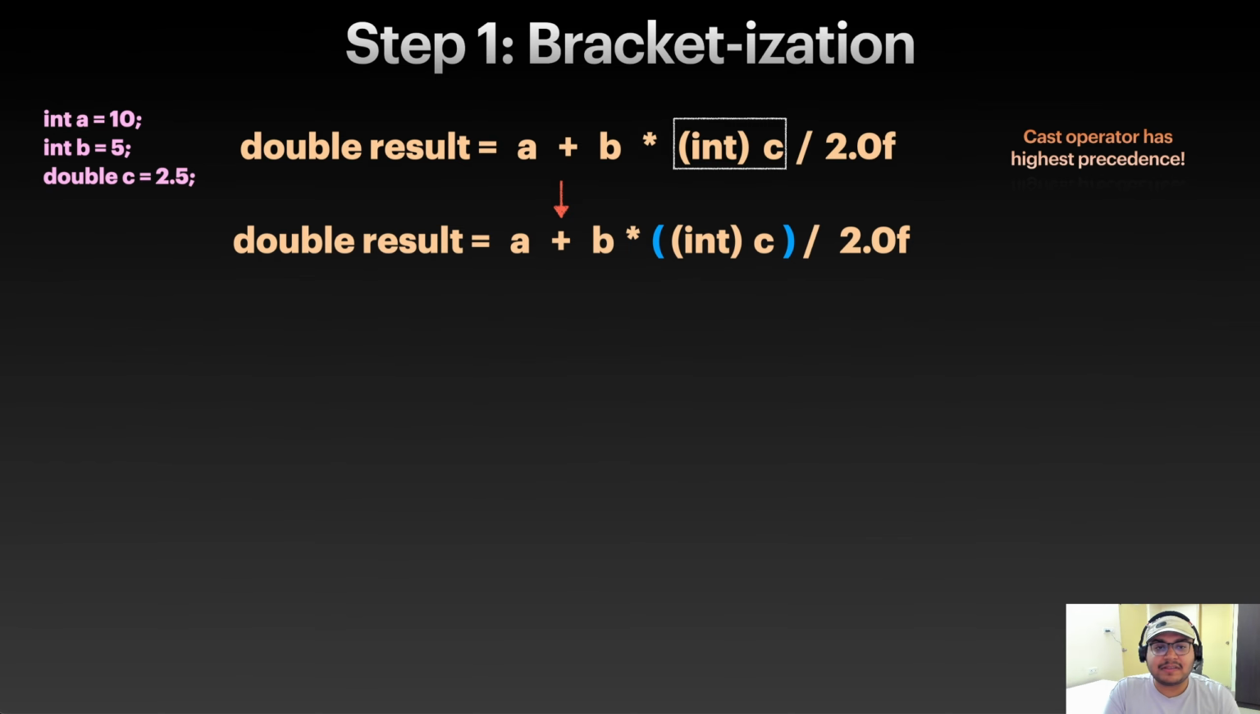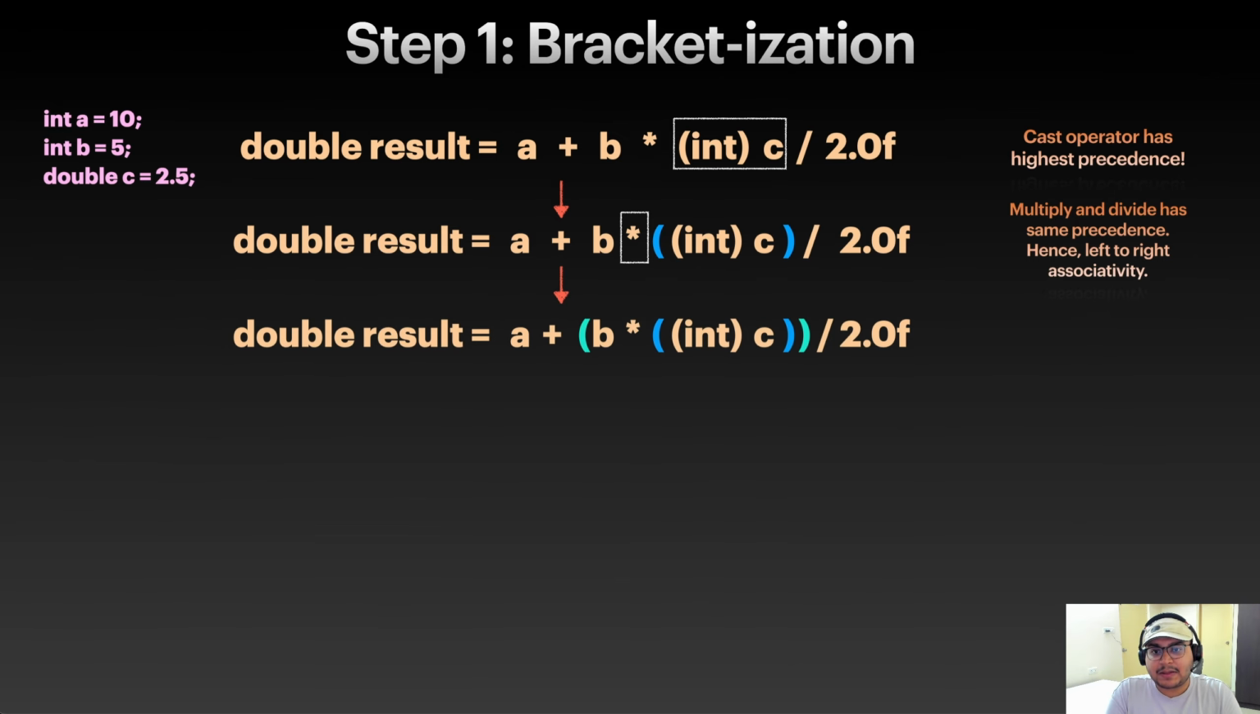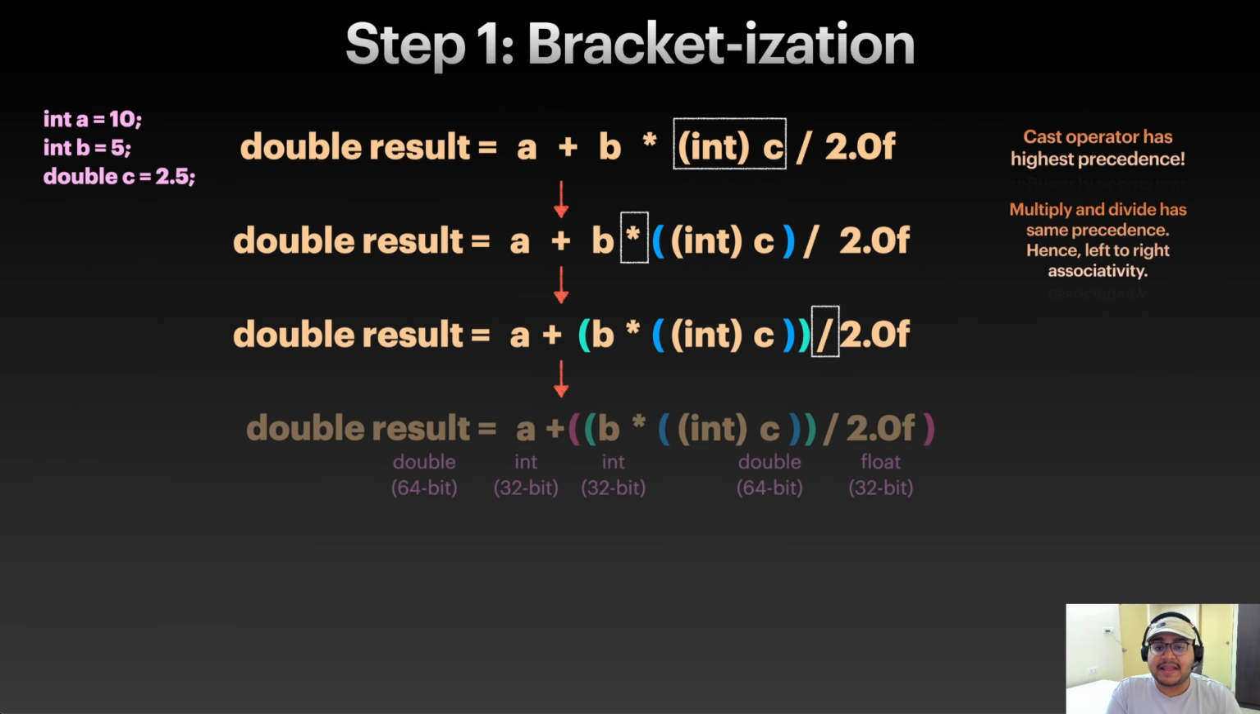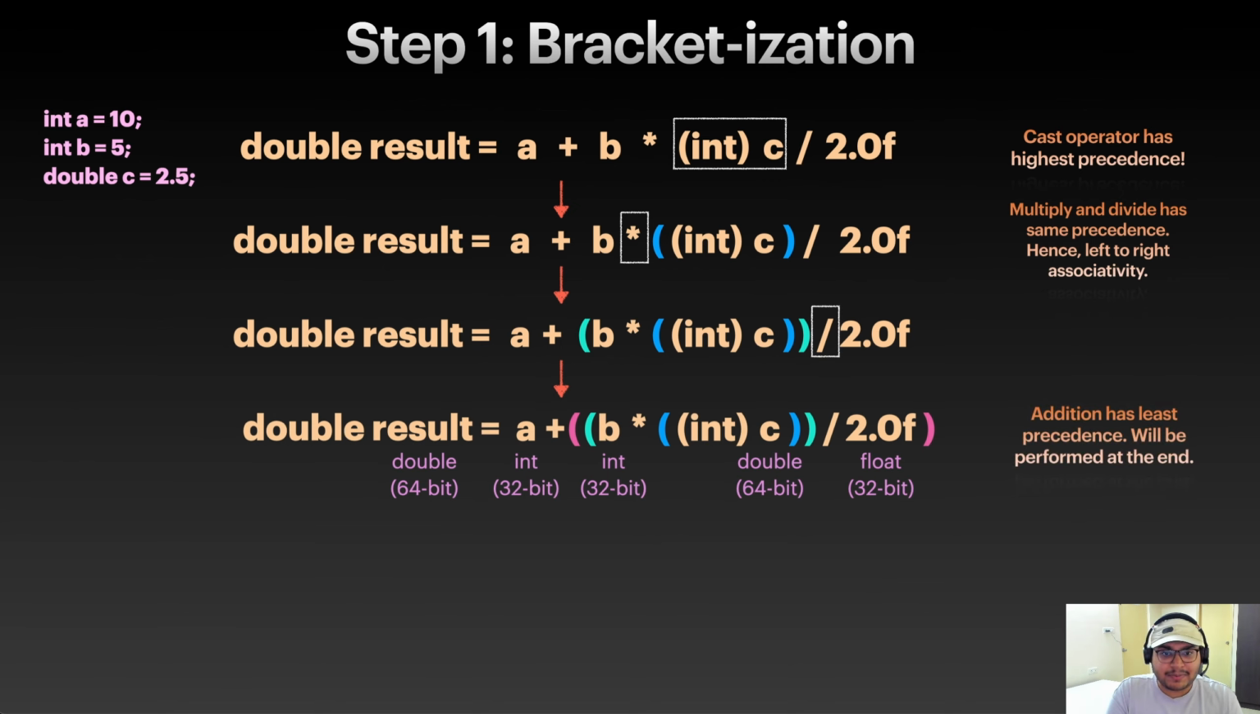The next highest precedence is of multiply and divide, but both share the same precedence. So how do we break the tie? Using associativity. Since they are left to right associative, multiply will happen first. So we place turquoise color brackets. Next comes divide, so we place pink brackets around it, and in the end, addition has the lowest precedence, and that will be evaluated at the end.